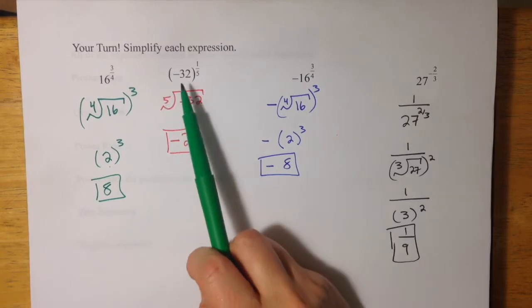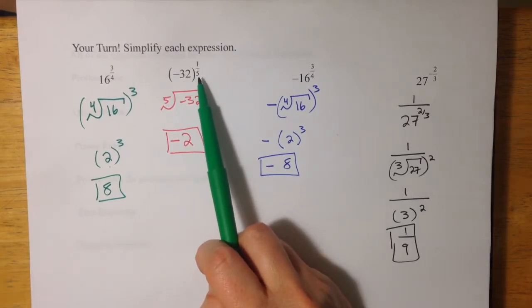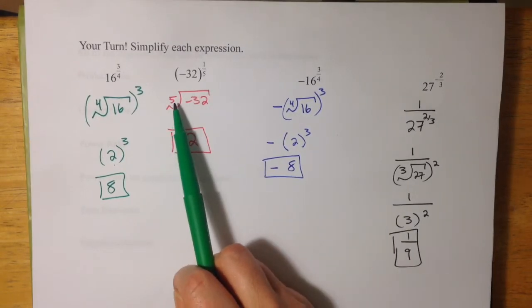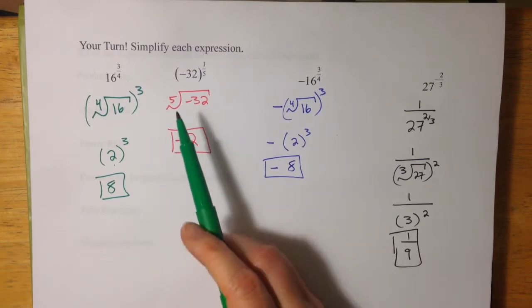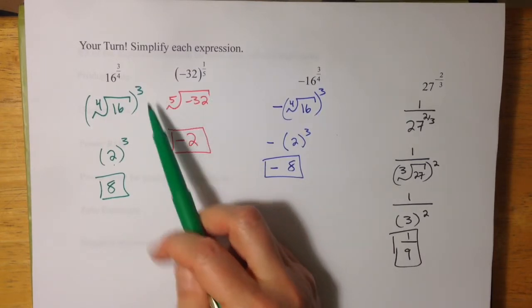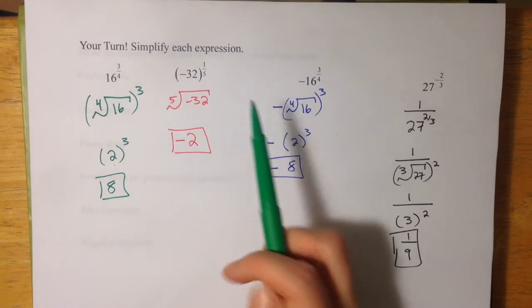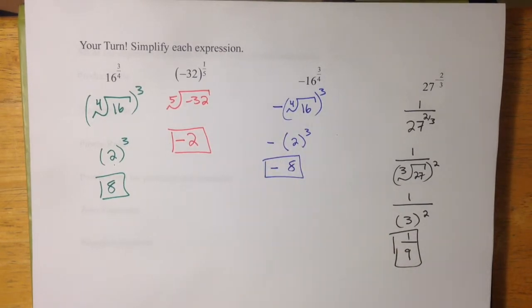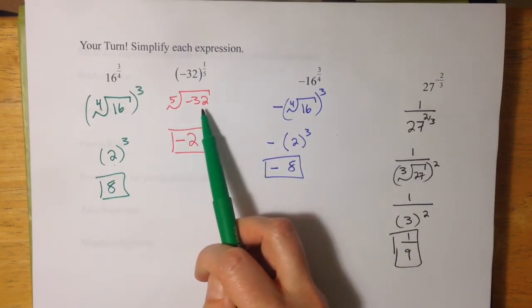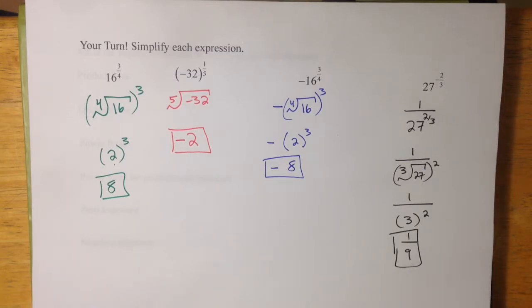My second problem is negative 32 to the 1/5 power. So that is the 5th root of negative 32. Notice that I didn't bother to write that this is all to the 1st power, since anything to the 1st power is just itself. Now the 5th root of negative 32 is asking what number multiplied by itself 5 times is negative 32. That turns out to be negative 2. If you don't know that off the top of your head, that's okay. You can go ahead and ask your calculator what the 5th root of negative 32 is.